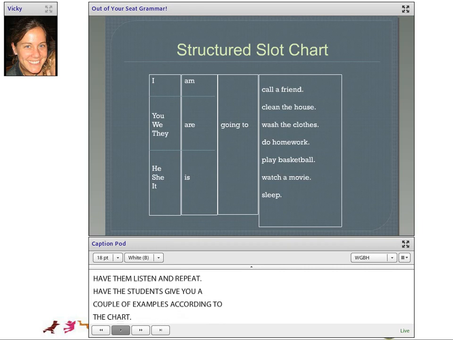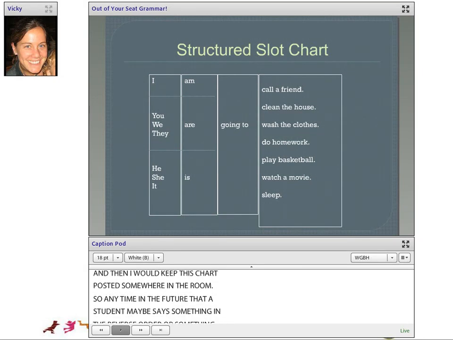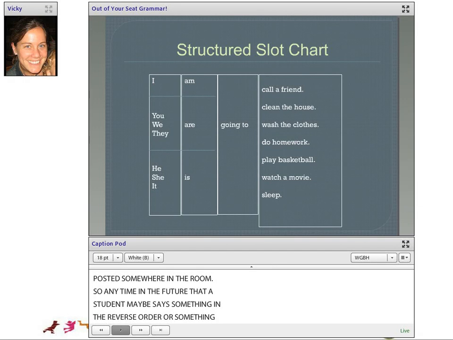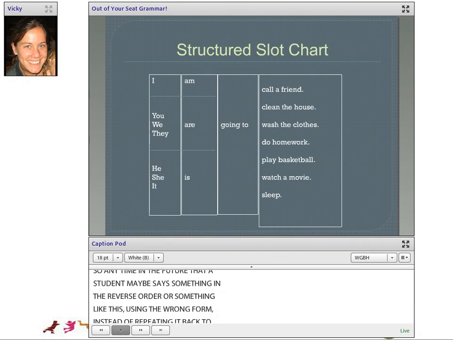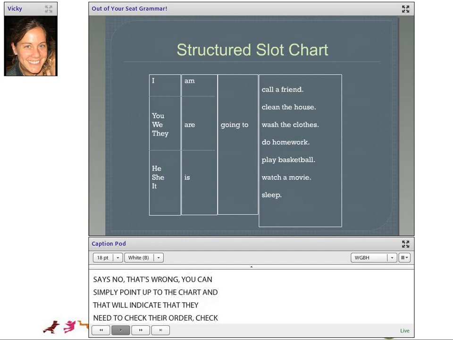And so anytime in the future that a student says something in the reverse order or forgets a part, or uses the wrong form of to be or whatever it is, instead of repeating it back to them correctly all the time, or instead of saying, no, that's wrong, no, that's wrong, you can simply point up to the chart, and that will indicate that they need to check their order, check to be sure that they have all of the parts, and they can self-correct, and they can get into the habit of doing that.